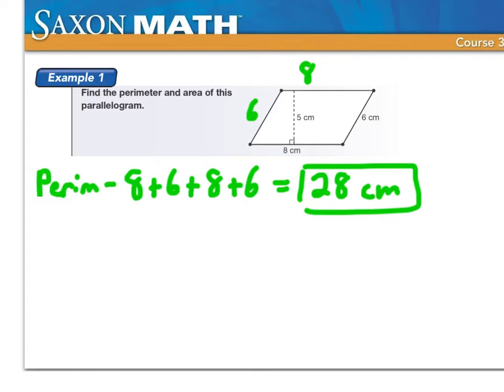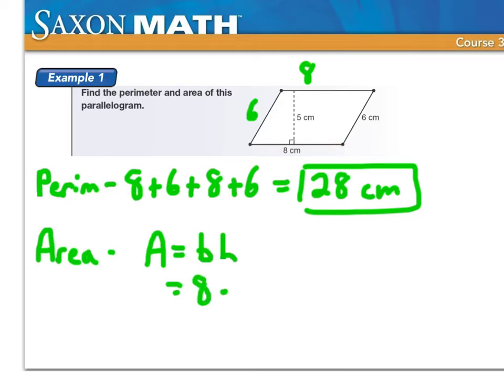Now the area of a parallelogram. First thing I want you to do is write down the formula. It's area equals, again, base times height. So our area is going to be our base of our parallelogram, which is 8, times the height. And the height is this straight up and down line right here that they give us, which is 5. So our area is going to be 40 centimeters squared.